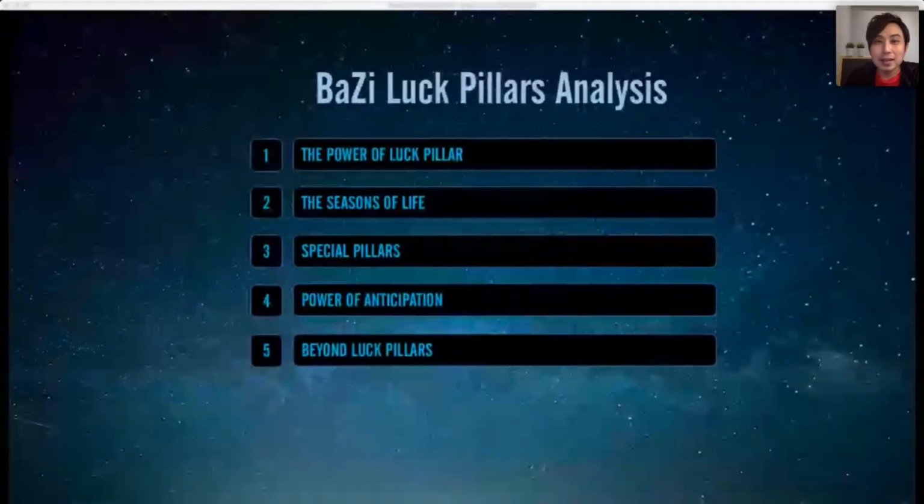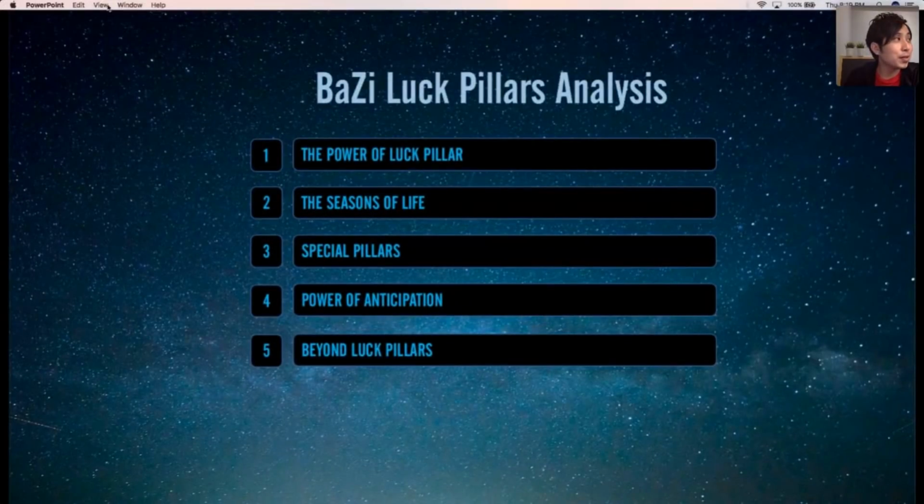Okay, so today, how do we explore this further? I want to deep dive into this user manual to look at one specific area, which we call the luck pillar. Let me show you what I'm going to talk about today. Let me show you the slide first. Okay, there you go. Are you able to see something right now?